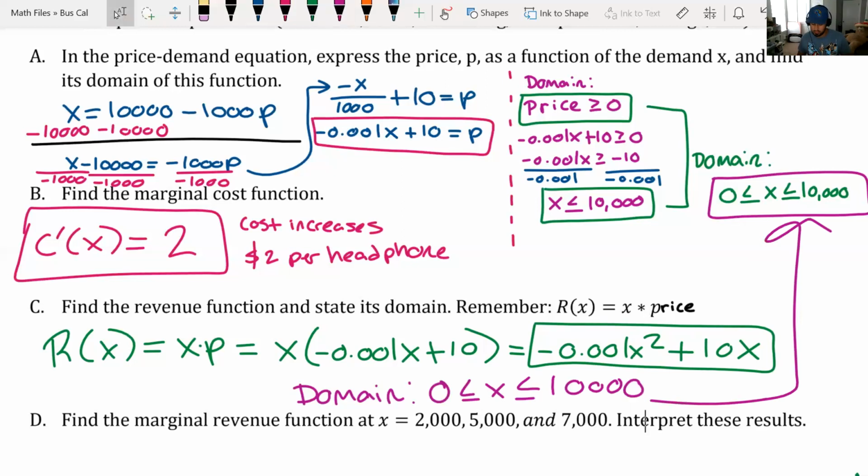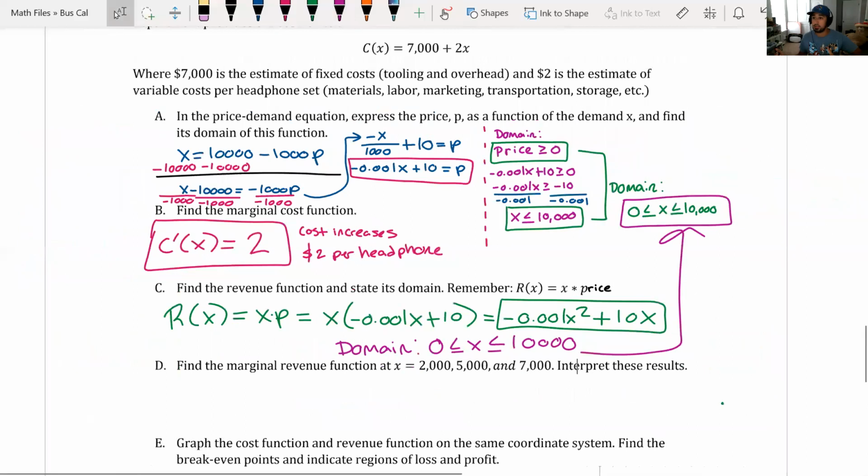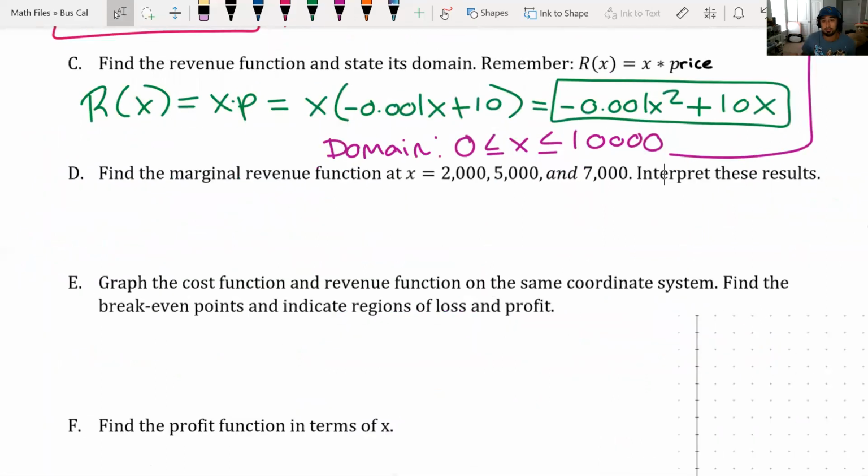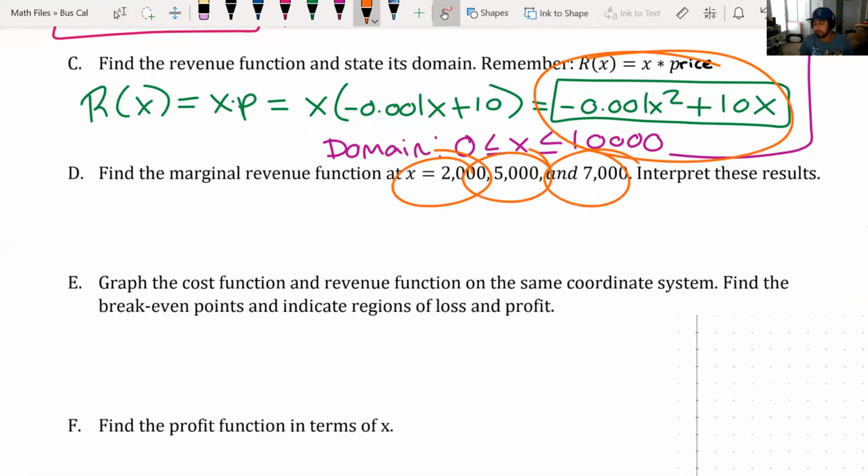Okay. Should not have different domains for functions that are related. So everything's related here. Okay. And then find the marginal revenue function and plug in the numbers 2,000, 5,000, 7,000, and interpret the results. All right, so this means to take the derivative of the revenue function we just found, take the derivative of this function, and plug in 2,000, 5,000, and 7,000.